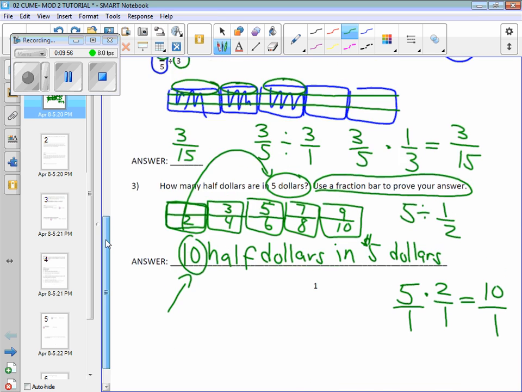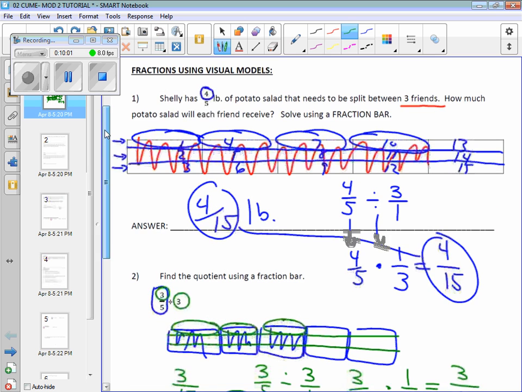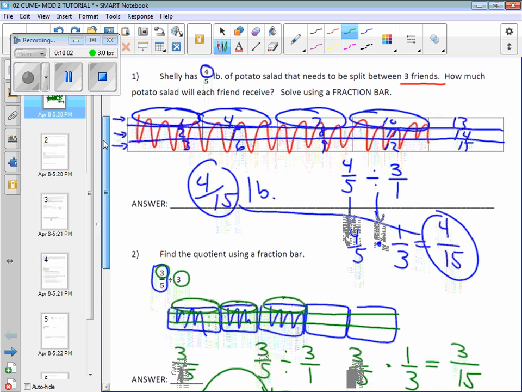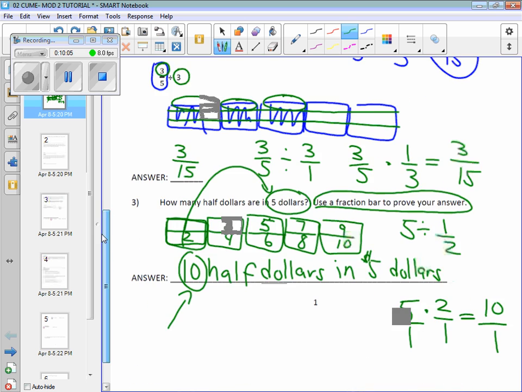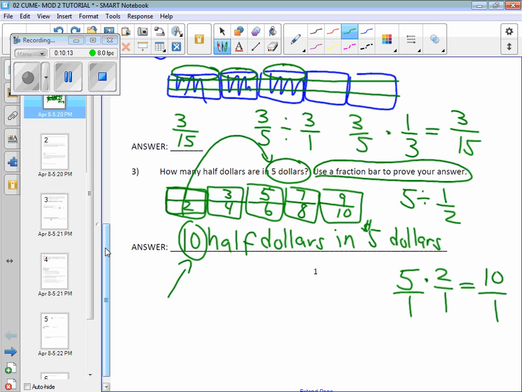So let's just summarize. 1 and 2, you have a fraction divided by a whole number, whereas with number 3, you're doing a whole number divided by a fraction. And again, that will match up with the first 3 questions on your sheet. Just the numbers and just the word problems themselves are different.